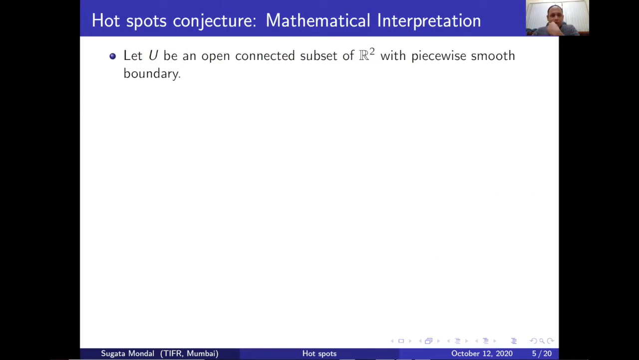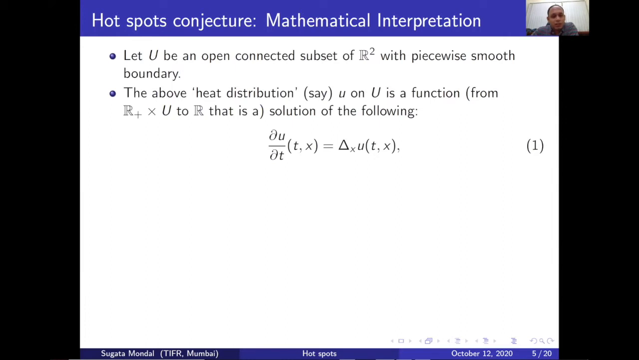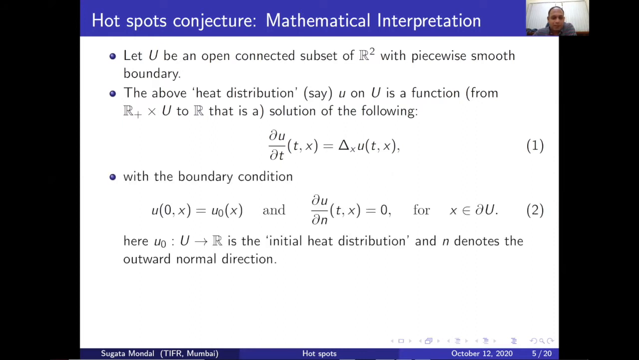Okay, going towards the mathematical interpretation. You think of this U as an open connected subset of R^2 with Lipschitz boundary, piecewise smooth boundary. Lipschitz is also okay, but let's just take that. A heat distribution is a function from R+ × U to R that satisfies this kind of equation: the time derivative is equal to the Laplacian of u with respect to the x variable. And this satisfies some boundary conditions.